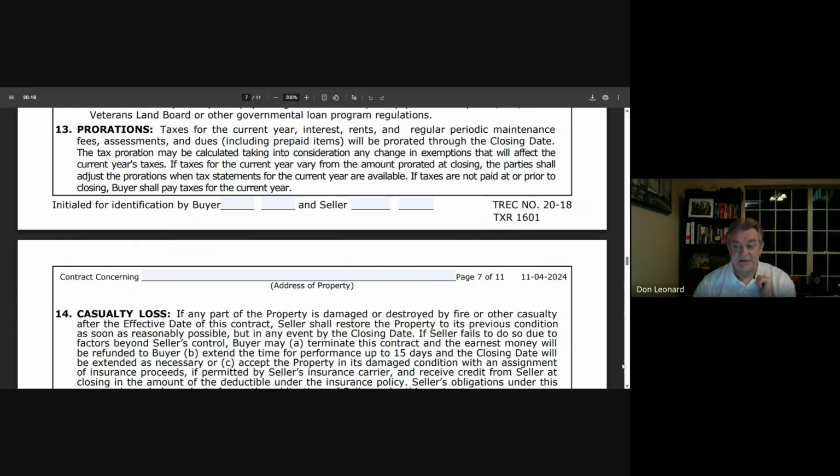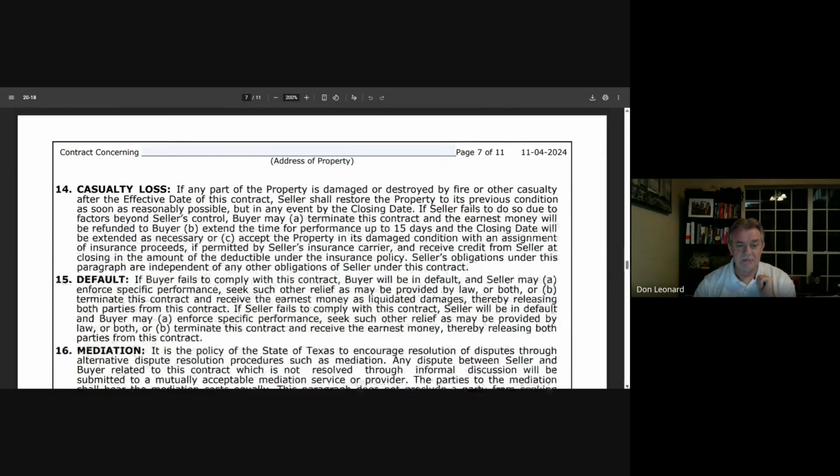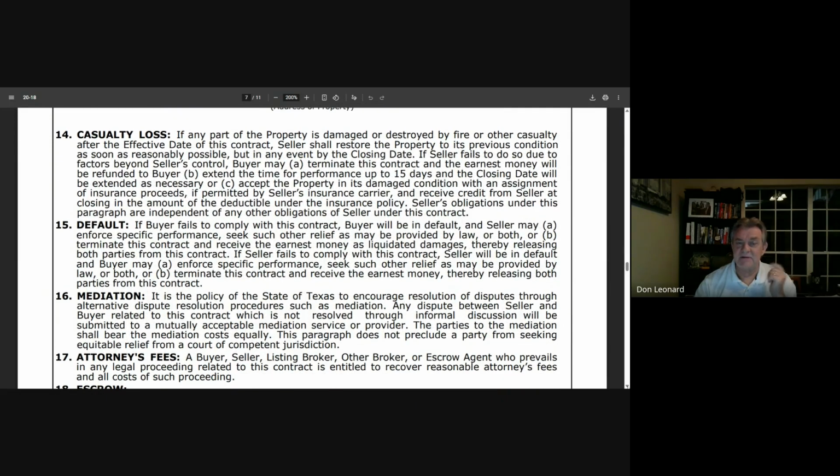14, casualty loss. Casualty loss says that if anything happens to the property during the time after it goes under contract, seller is responsible to put the property back in the condition that it was in. And if for some reason they can't, most likely the transaction will terminate, and the buyer, of course, will get their earnest money back.